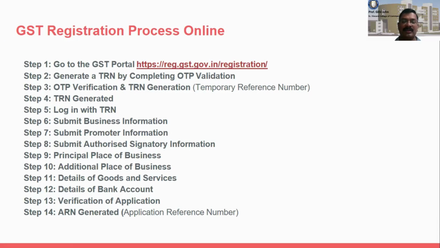Using the temporary number, log in and submit the following: business information, promoters' information, authorized signatory, places of business, additional places of business, details of the services, bank account, and verification of application. Once that is done, an application reference number is created. Within a few days, you will be getting a GST number. This is the online process.